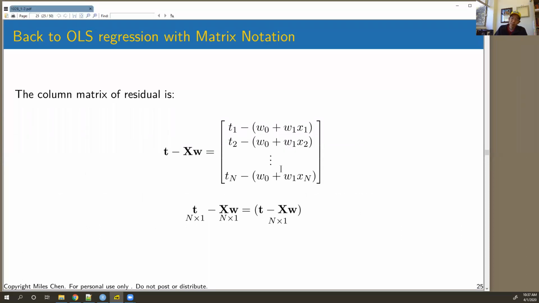Okay. So the residuals. The residuals is just this column matrix. I just take the T, which is a vertical matrix, n by 1 matrix, and I'm going to subtract off XW. We established XW earlier to also be an n by 1 matrix. And therefore, when you do addition and subtraction operations, you need to have these dimensions match. n by 1 minus n by 1 is going to result in an n by 1. Okay, so T minus XW is this.